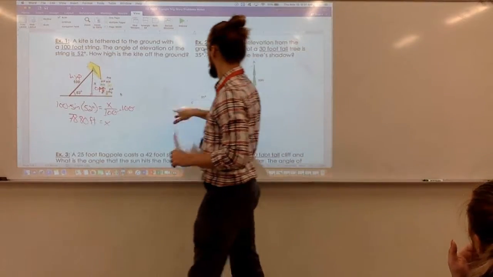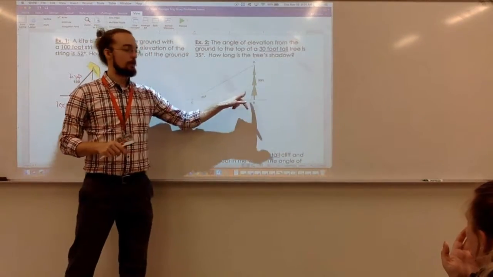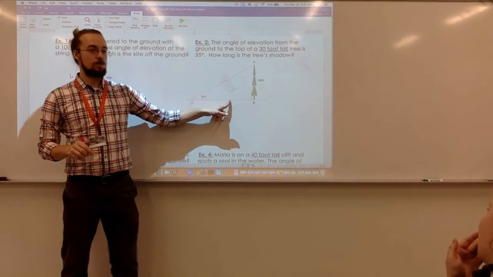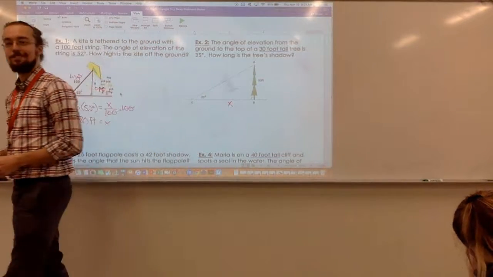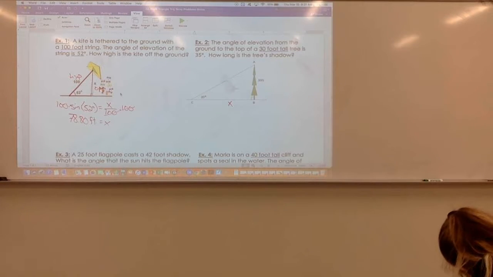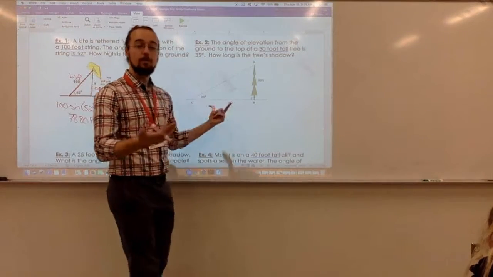So where should x be if my goal is to figure out how long the tree's shadow is? The bottom one. Yeah, the shadow's on the ground. Put the x there. All right, so this would be my setup.